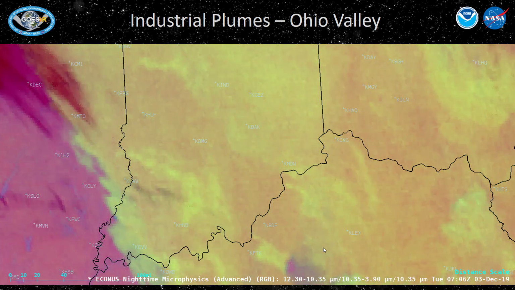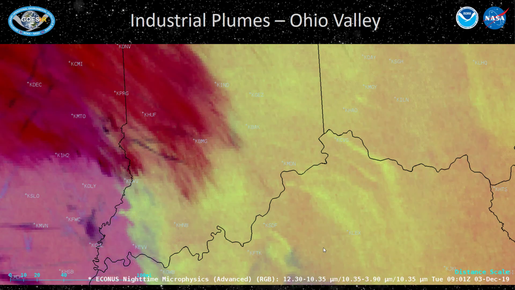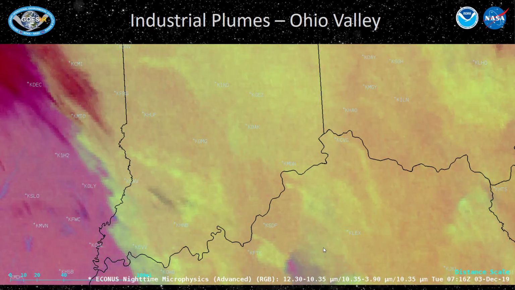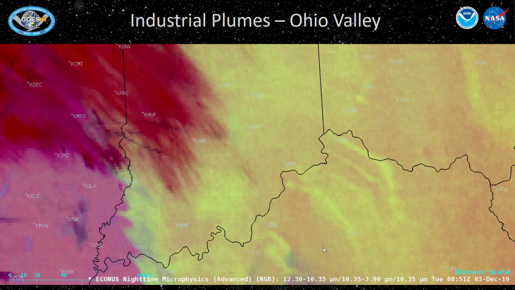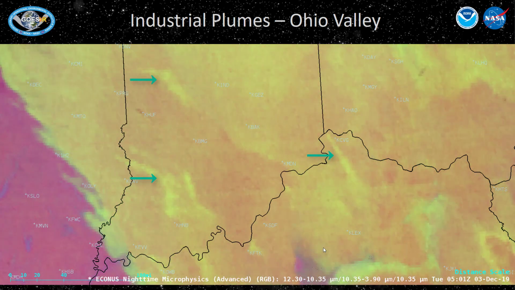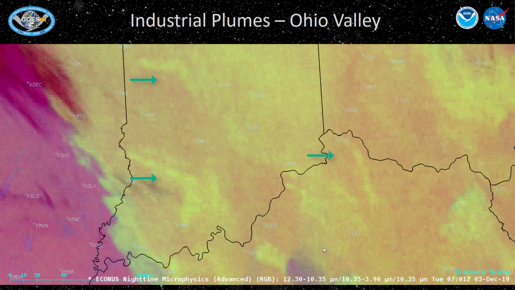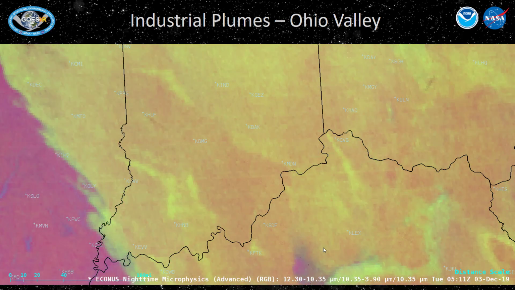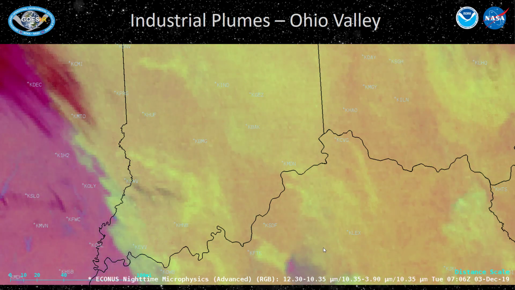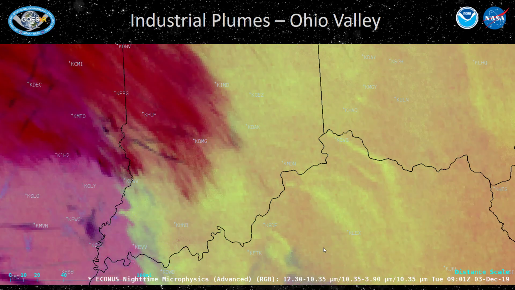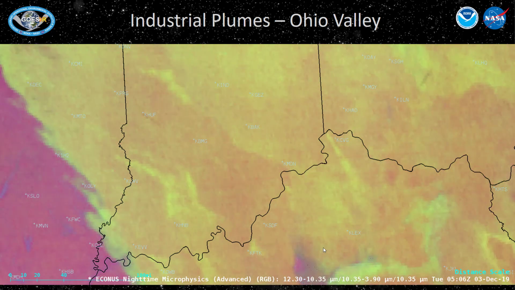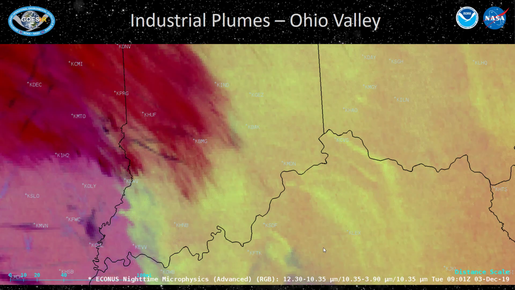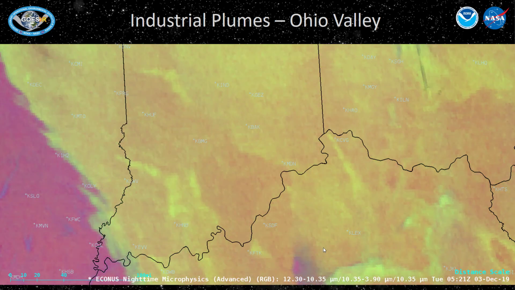In this example, a broad supercooled stratus layer covered much of the lower Ohio River Valley on December 3, 2019. However, embedded within the stratus were several narrow industrial plumes, likely from coal-fired power plants, that appeared as brighter shades of yellow. Emissions from the power plant cooling towers contained particles that acted as cloud condensation nuclei, which effectively seeded the existing stratus cloud layer, and this initiated the formation of smaller supercooled water droplets.